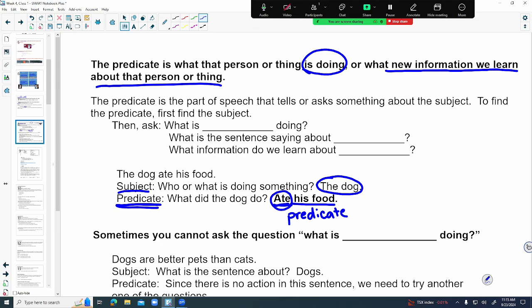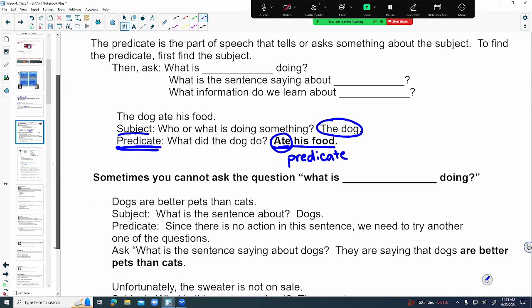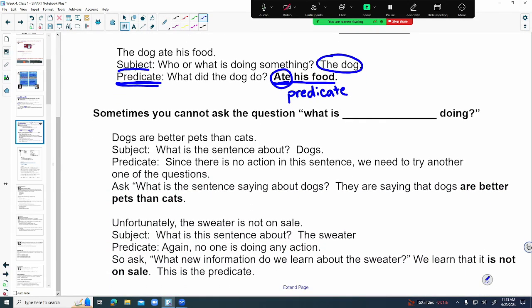Okay, the verb plus whatever comes after the verb. Again, sometimes you cannot ask the question, what is something doing? Like you can with what is the dog doing, or what is the person doing. So in the example, dogs are better pets than cats. What's the sentence about? We already said that it's about dogs, because we're saying that they are better pets than cats. The subject also is most often at the beginning of the sentence.